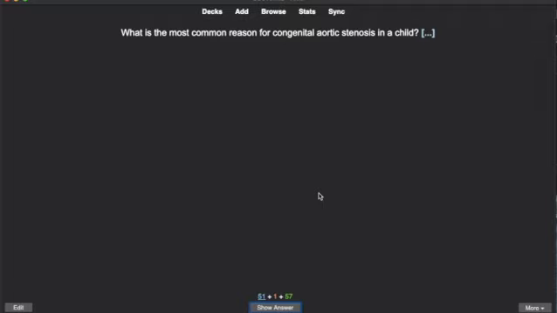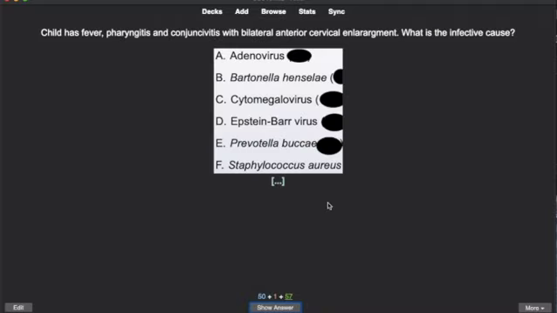What is the most common reason for congenital aortic stenosis in a child? Oh, bicuspid. Number one cause. Child has fever, pharyngitis, and conjunctivitis with bilateral anterior cervical enlargement. What is the infective cause? Child has fever, pharyngitis, and conjunctivitis.